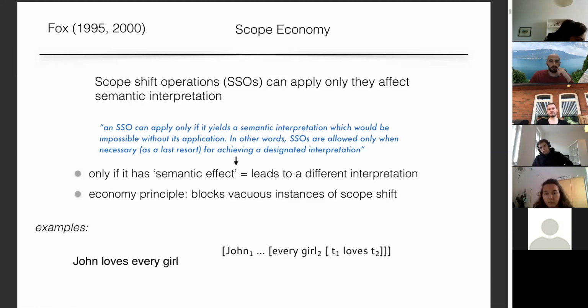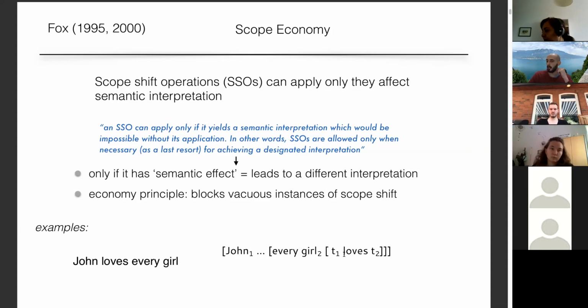And then this is a typical notation to make explicit the scope operation between words, right? So you have John, a quantifier, you have every girl, John is taking scope over every girl, and then you have this T, which is a sort of trace of the quantifiers that formally reminds you of the operations that Mike told us about, right? So T1 is co-indexed with John, T2 is co-indexed with every girl, and this means that John loves every girl, okay?